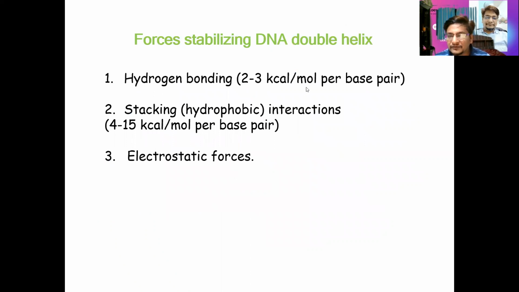So there are certain forces which are going to stabilize. The main important force, if you look at, is going to be stacking interactions or hydrophobic interaction, how the bases are situated one over the other. Then we have the hydrogen bond, and there will be a few electrostatic forces because of the phosphate groups. They always have the negative charge over them.